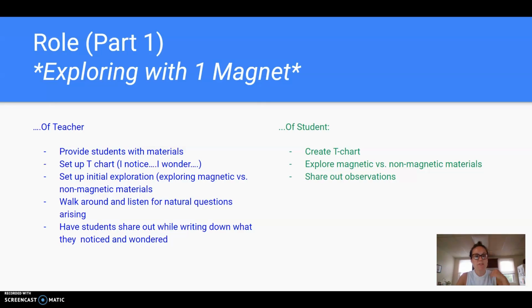The first part of this would be exploring with just one magnet. The students would have the baggie of materials, things that were magnetic, things that weren't magnetic. They could group them. And as they're doing that, they would have a T-chart and they'd be writing down things that they're noticing and things that they're wondering as they're making these two groups of magnetic versus non-magnetic. Then they would share out after they had done that, and I would write down any observations on the board for everybody to see.